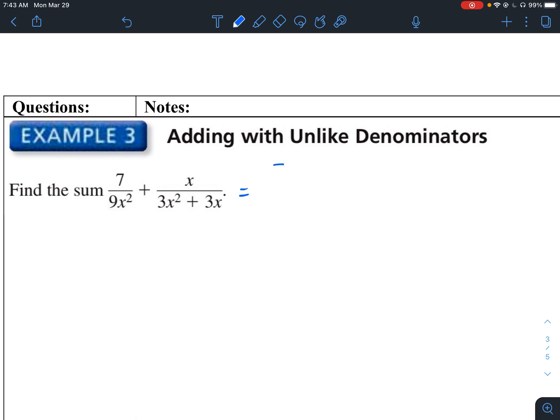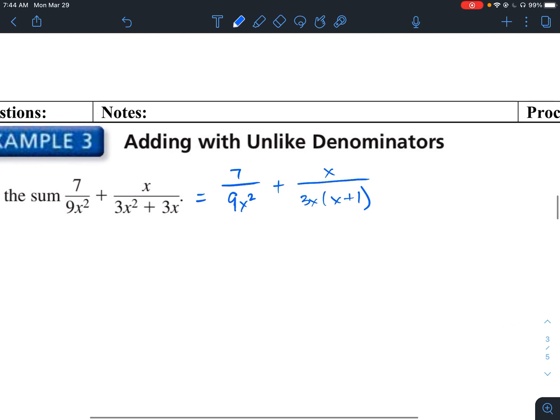So here, 7 over 9x squared. The thing is, I can't factor that any more than what it already is, so I'll just leave it as 9x squared. Plus x over, now here I can factor 3x from both terms, and I'll be left with x plus 1.